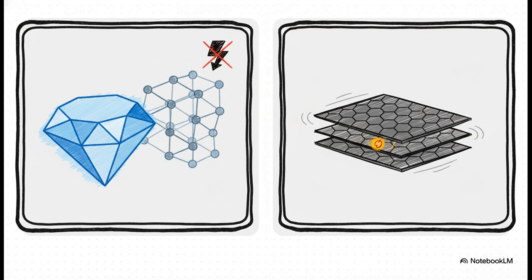You've got diamond on one side, the absolute champion of hardness, but it won't conduct electricity at all. And on the other side, graphite, ridiculously soft, and it's actually a pretty good electrical conductor. But look at the bottom line. They are both 100% pure carbon. So what on earth is going on here?